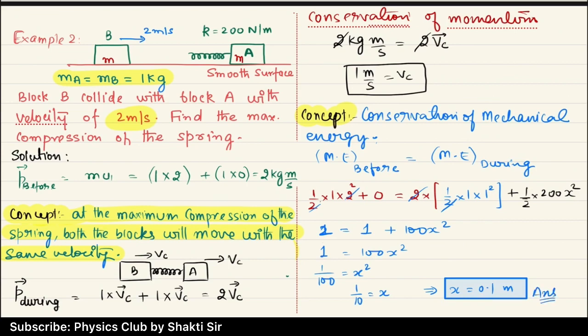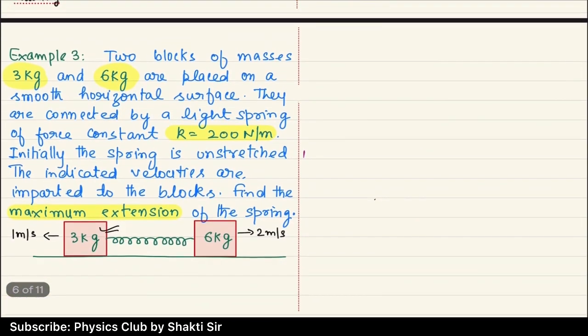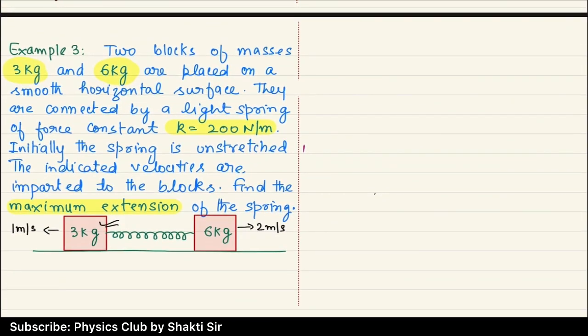All right, let's move to question number 3. Question number 3 says, two blocks of masses 3 kg and 6 kg are placed on the smooth horizontal surface. They are connected by a light spring of force constant 200. Initially the spring is unstretched. Keep in mind, unstretched. The initial velocities are imparted to the blocks. So these are the initial velocities, 1 meter per second and 2 meter per second.